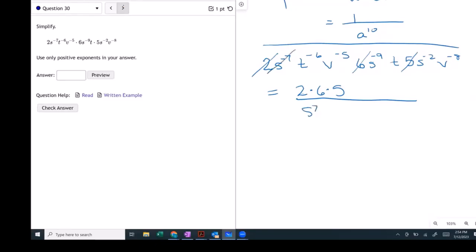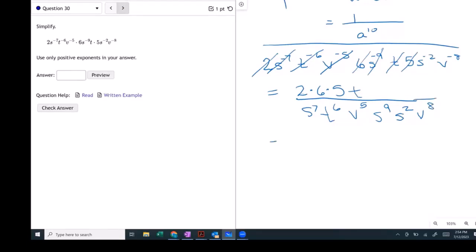Boom. t to the -6th. That goes at the bottom as a positive. Boom. And then v goes at the bottom as well. Yep. And then the -9 goes at the bottom. Perfect. See why it's good to cross things out? Right. And then the s to the -2 goes at the bottom. Yep. And then the v to the -8 goes at the bottom. We're already halfway there. Right.